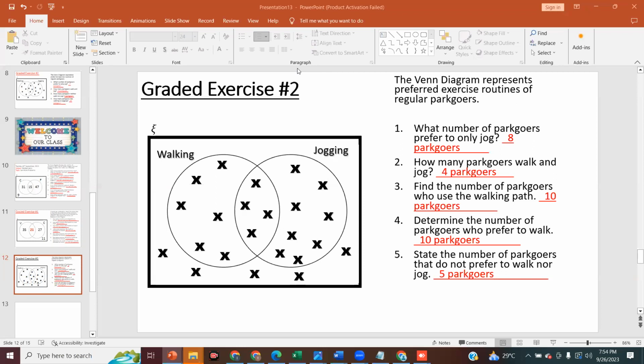I got 2 wrong, 3 and 4, because I didn't add the middle. I only added walking only and didn't combine the middle part of it. Oh, okay. I see your point.